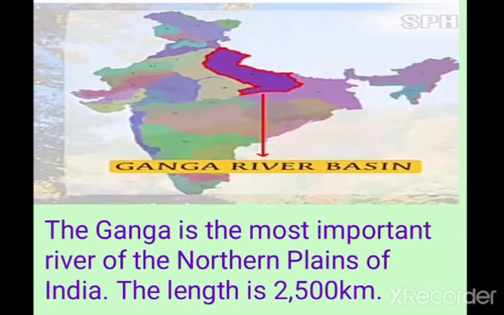The Ganga is the most important river of the northern plains of India. The length is 2500 kilometers. Children, see the map. The part which is highlighted is nothing but the Ganga River basin.